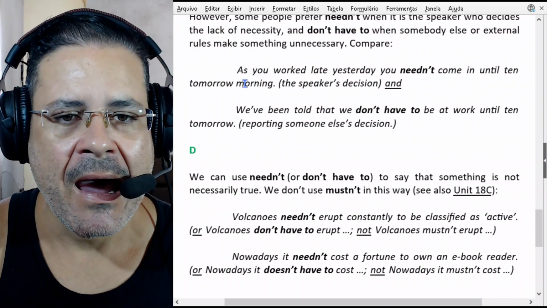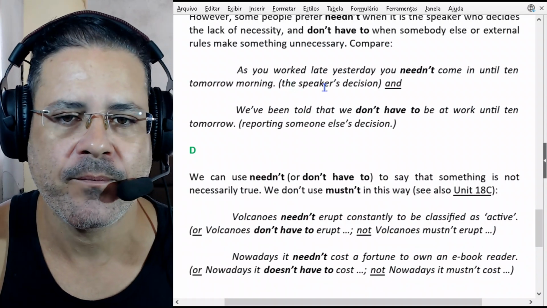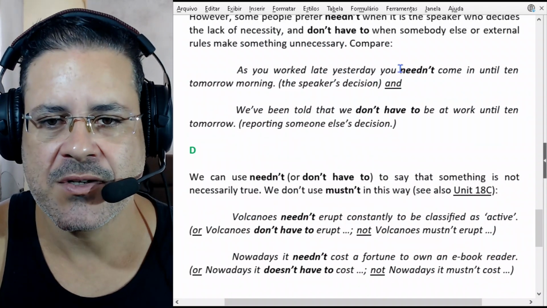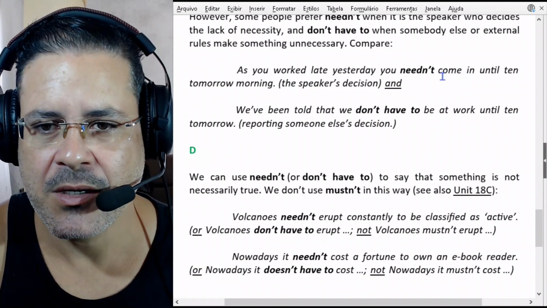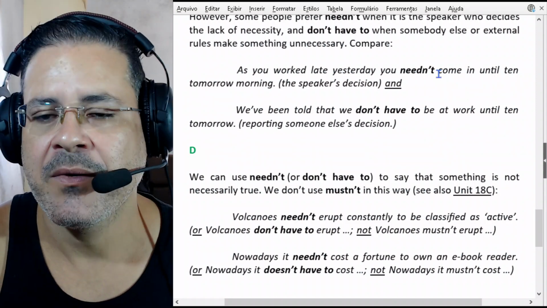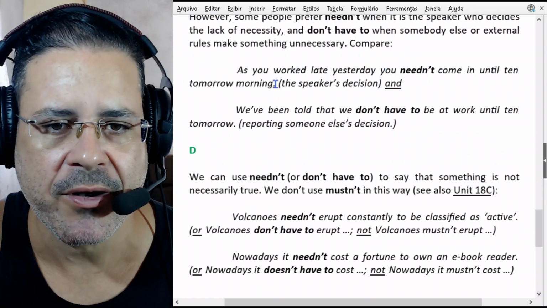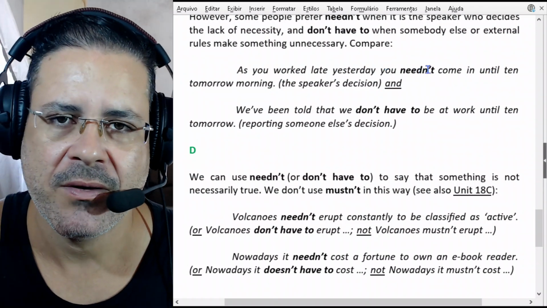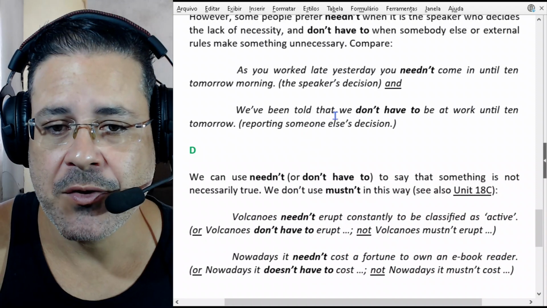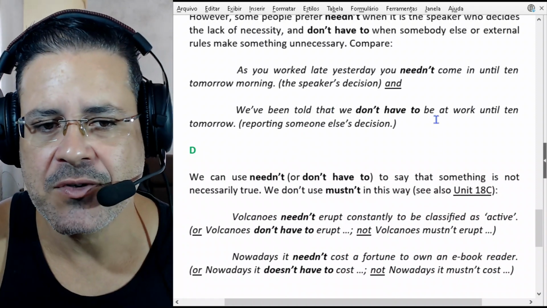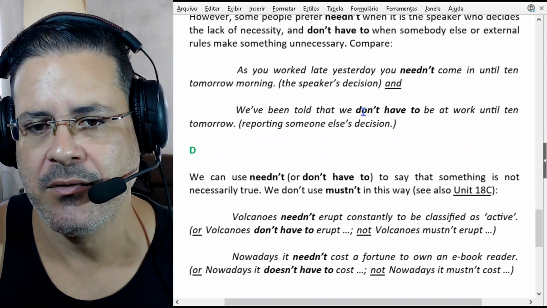Compare. As you worked late yesterday, you needn't come in until 10 tomorrow morning. The speaker's decision, using needn't, modal verb. Notice the following verb without the to, in its bare form. This is the modal need in its negative form, of course. And we've been told that we don't have to be at work until 10 tomorrow. We're reporting someone else's decision. So we might use don't have to.